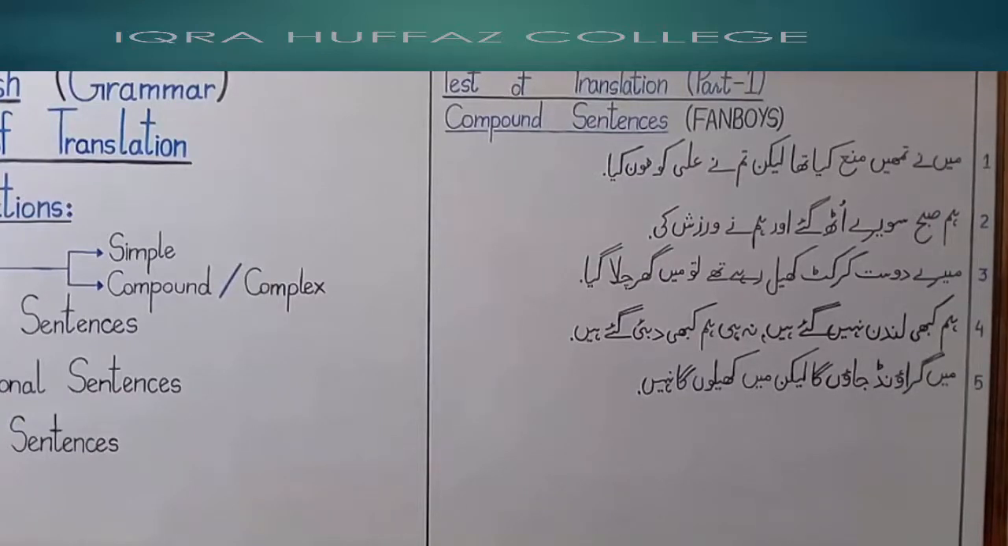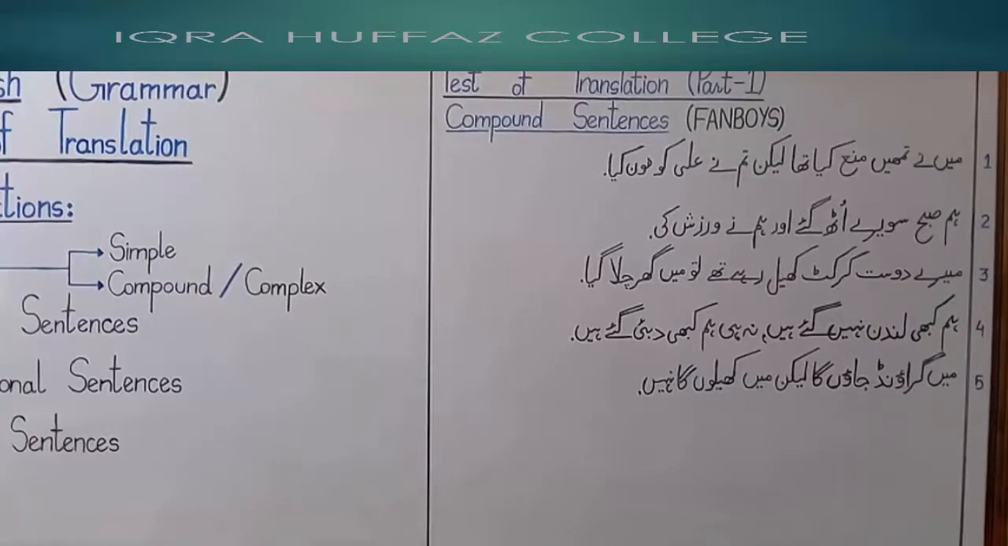सेंटेंस नंबर 1, मैंने तुम्हें मना किया था लेकिन तुमने अली को फोन किया. You people need to identify which sentence belongs to which tense. In every compound sentence there are 2 independent clauses or 2 simple sentences. मैंने तुम्हें मना किया था, first. तुमने अली को फोन किया, second. You need to see which rules are being applied on which sentence, whether it belongs to present, past or future, or simple, continuous, perfect or perfect continuous.